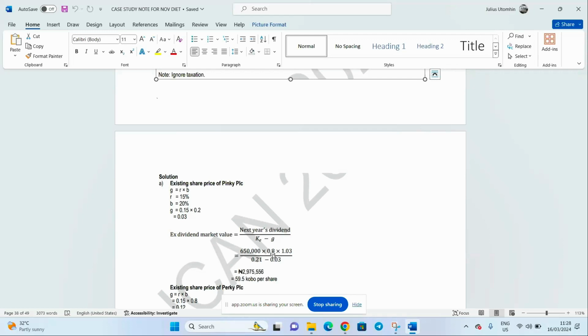650,000 naira times 0.8, what do you have? Okay, it's 520,000. Then 520,000, bracket open, 1 plus growth rate. How much is your growth rate? 0.03. Thank you. 520,000 bracket open 1 plus 0.03. That's 520,000 times 1.03. What do you have?